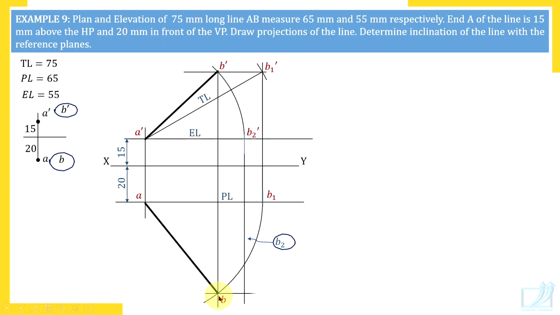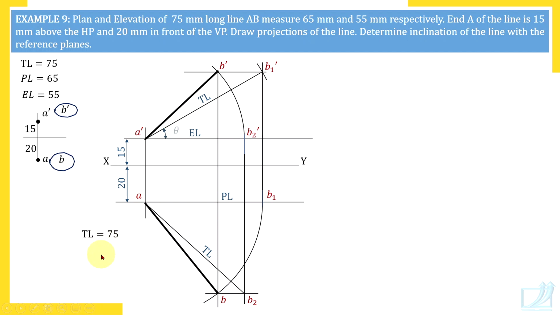Now through B draw horizontal line and you will get B2 here. B and B2 always lie on a horizontal line, and this is the vertical line for B2. Here it is B2. Join A, B2. And what is that? True length. If you measure this length A, B2, you will get it 75 millimeters. Okay. So we have completed the drawing. Now we should insert all dimensions. If any dimension is asked, we'll measure it in our diagram. So let's insert the dimensions.